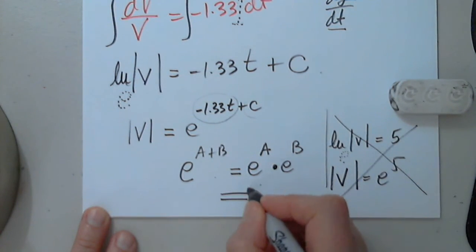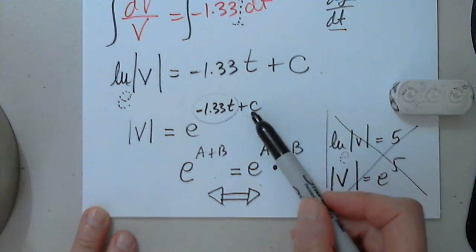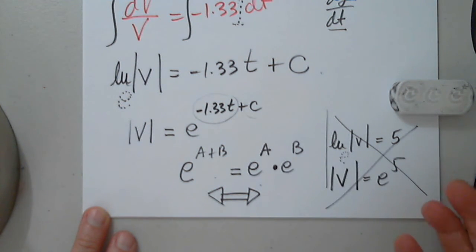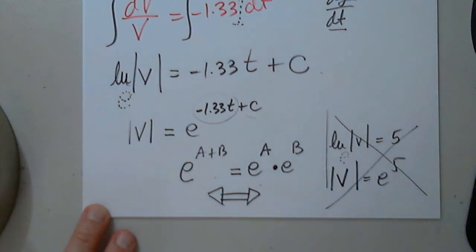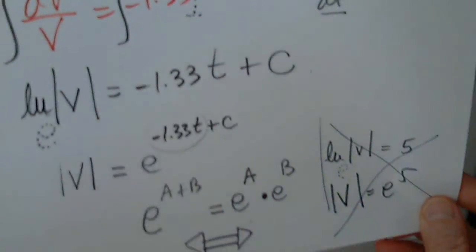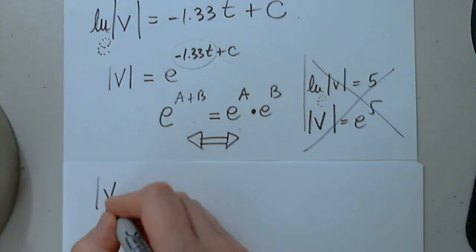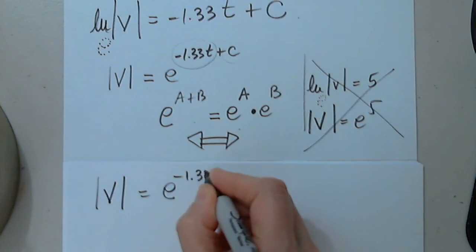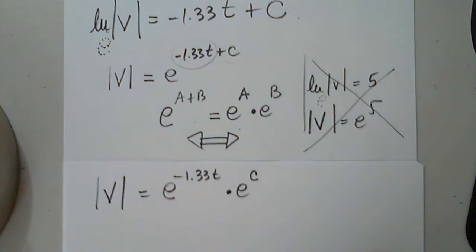This is going back and forth. So if I have this, I can change it into this. But if I have this, I can change it into this. And you can say, why? Why would you care? Here's why in a moment. So the absolute value of v equals e to negative 1.33t times e to c.